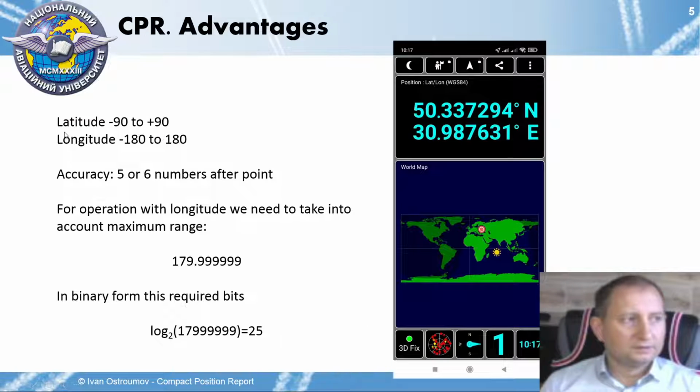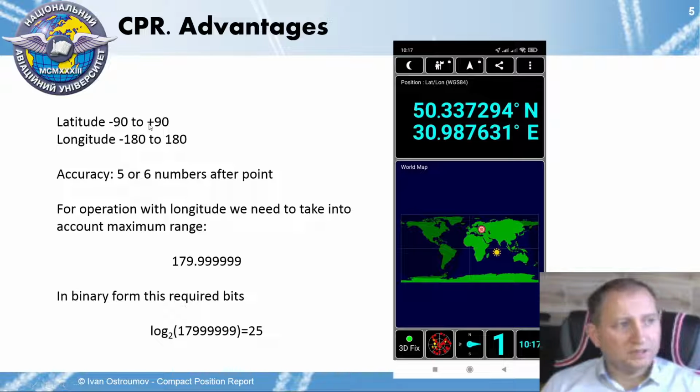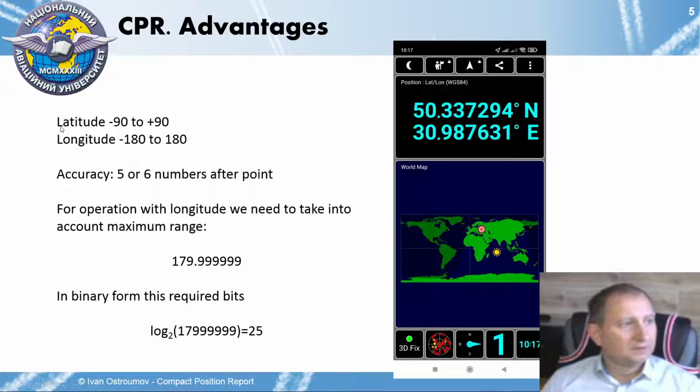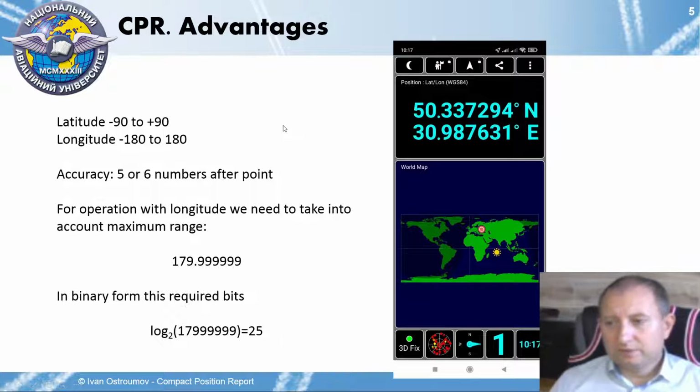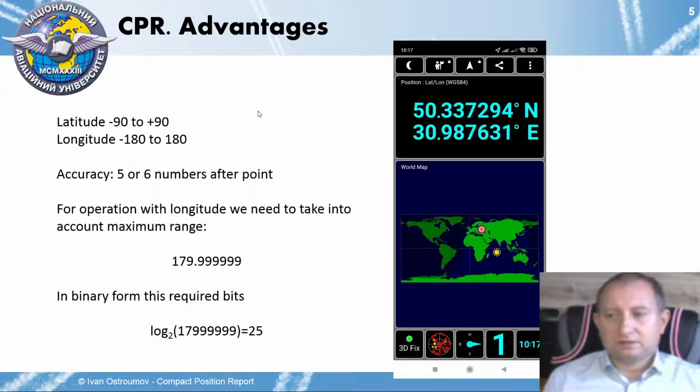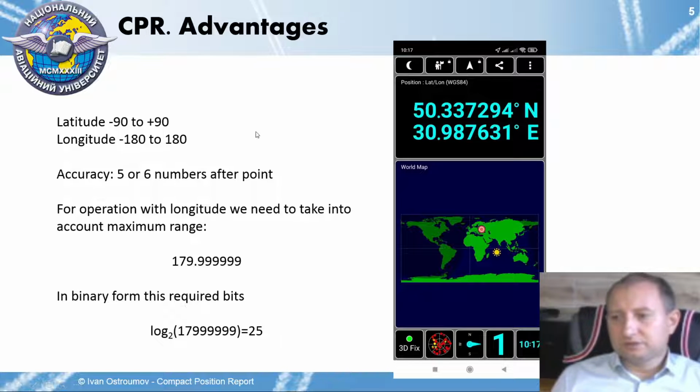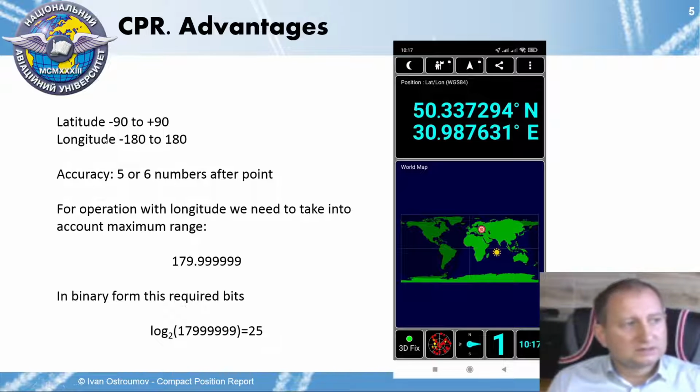And the size of latitude is from minus 90 degrees up to plus 90 degrees. For longitude, the same from minus 180 up to 180, which in total gives us 360. However, during the reporting we can use just an additional bit as a sign of a particular value. That's why we can use 180, because one bit of information we can use for a minus or plus sign.